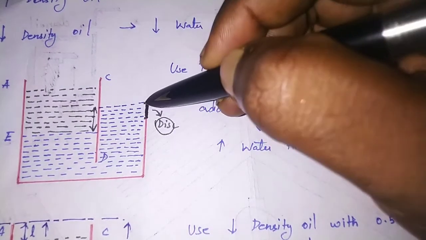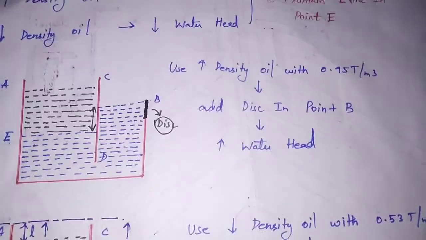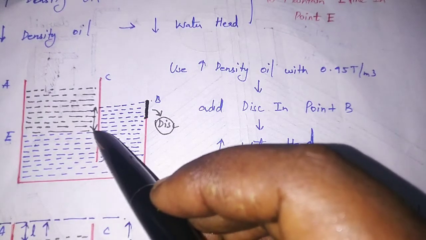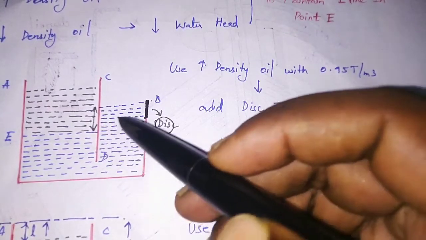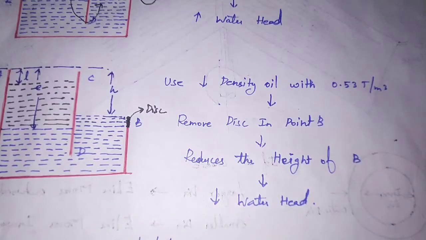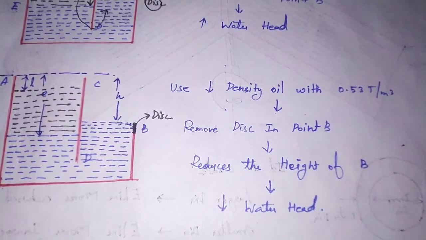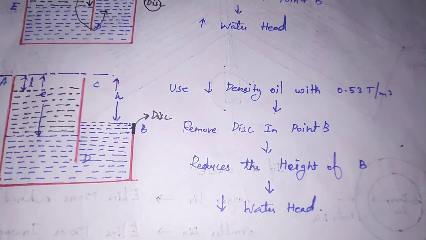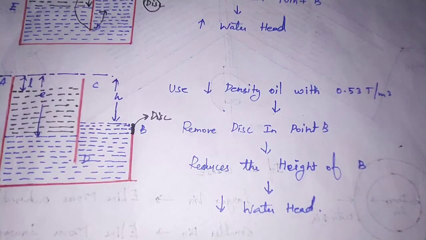So by increasing the water head using this disc, I can maintain the E line at point E. So there is no oil wastage to the water side. If I use a less dense oil, with 0.53 tons per meter cubed, what will happen?